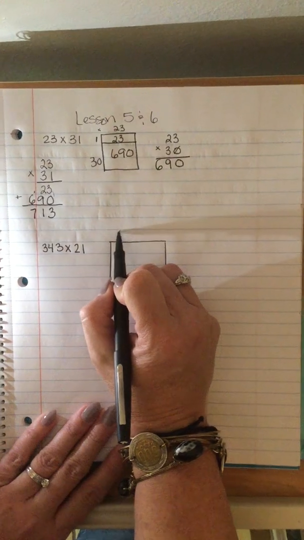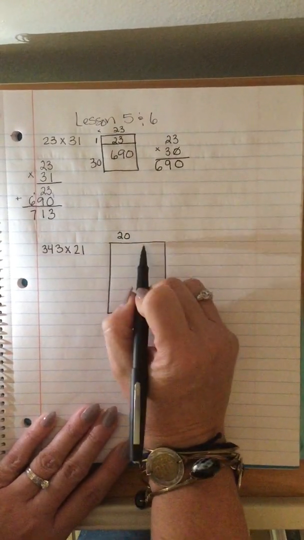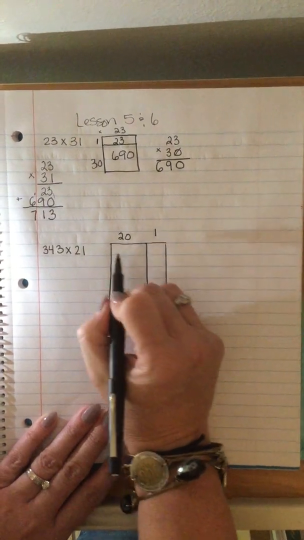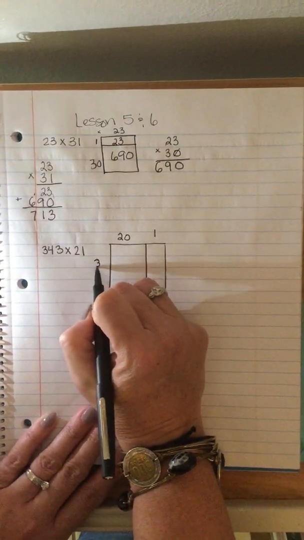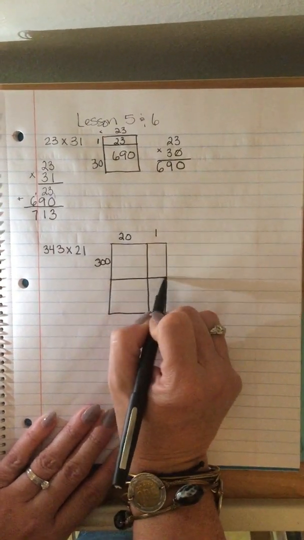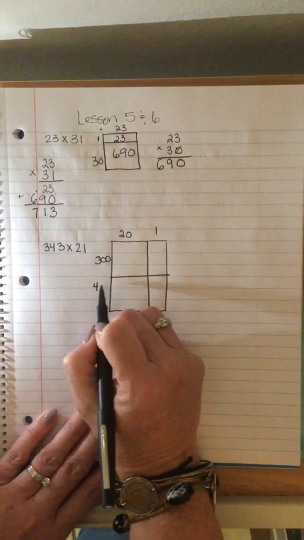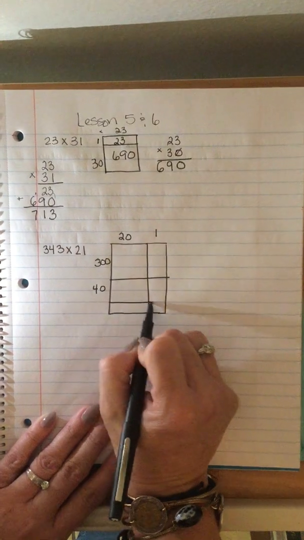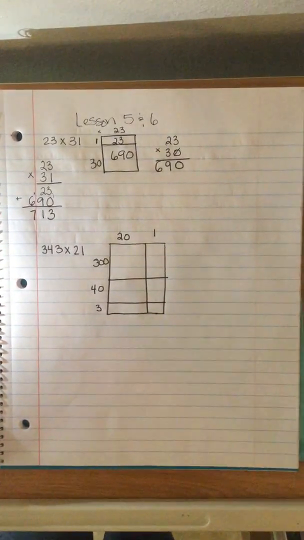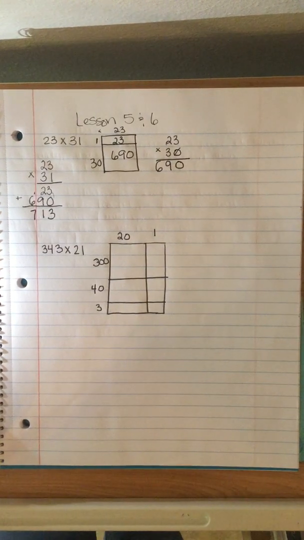So across the top, I'm going to split this into 20 and 1. And over here, I'm going to split this into 300, then 40, and then 3. So pause here so that you can get caught up with your area model.